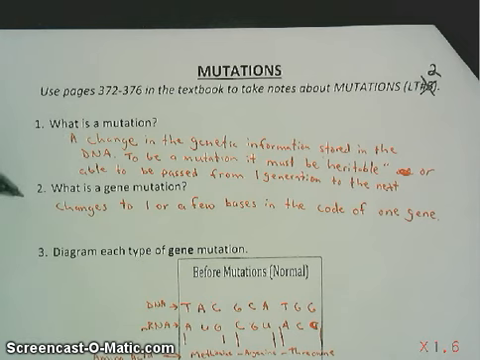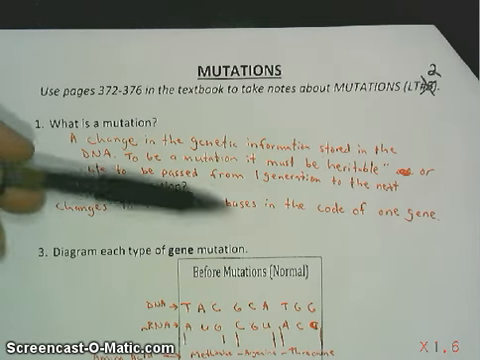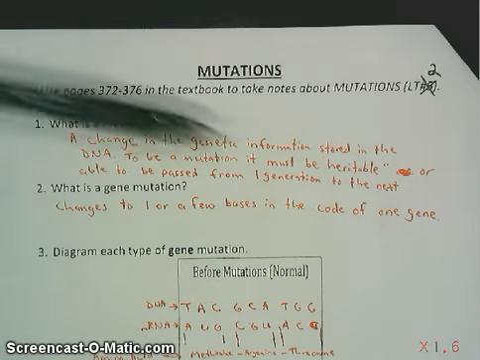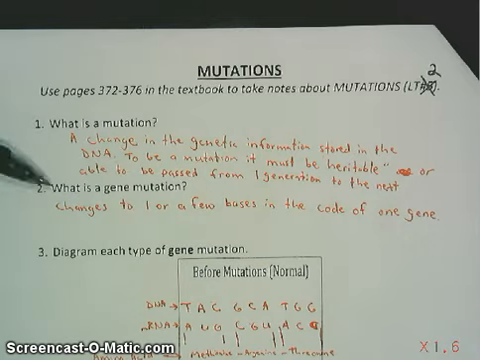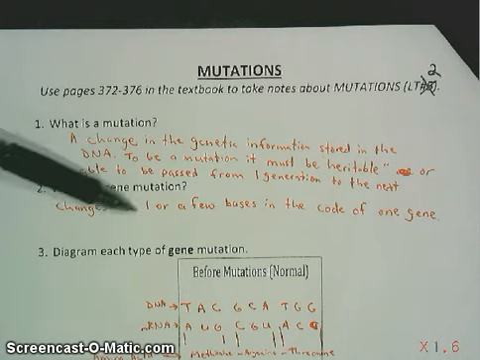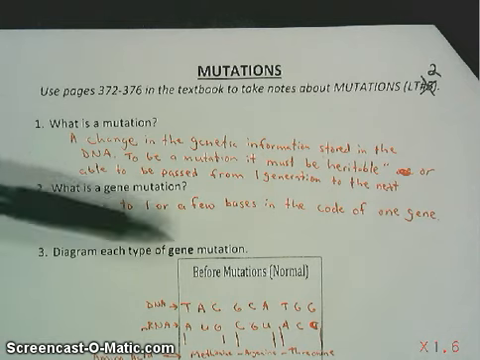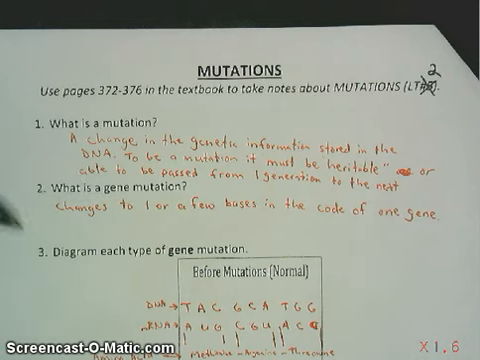The next question, what is a gene mutation? A gene mutation is the kind of mutation. There are a couple different types of mutations that you read about, gene mutations and chromosome mutations. For this class, however, I'm mostly interested in you understanding gene mutations. And these are changes to one or a few bases in the code of one gene. So one gene, which is one section of DNA that has information for making one trait. If you change one or several bases in that piece of DNA, you will have a gene mutation.